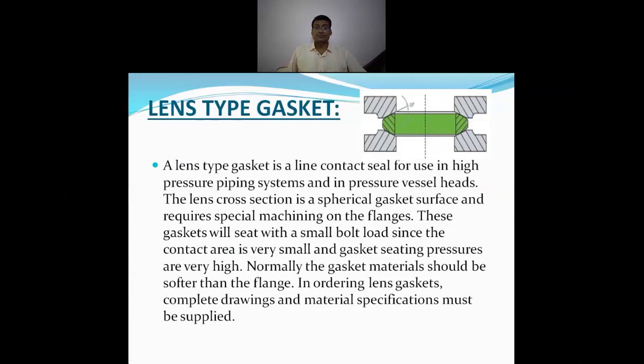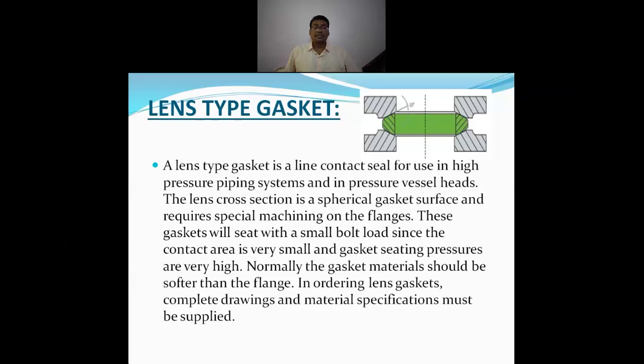This is the ring. The lens type gasket is clamped like this, as shown in the figure. The lens type gasket is a line contact seal for use in high pressure piping systems and in pressure vessel heads. The lens cross section is a spherical gasket surface and requires special machining on the flange.